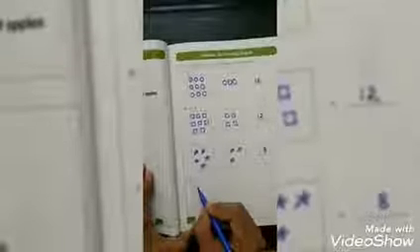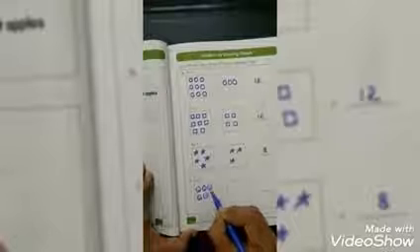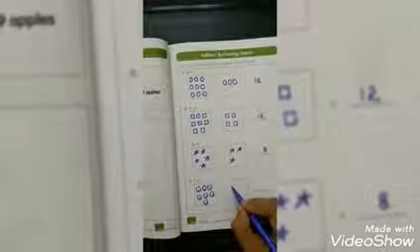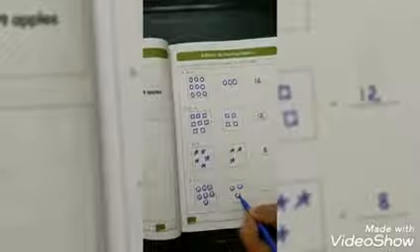Here 7 plus 3. Now I am going to draw the smileys. 1, 2, 3, 4, 5, 6, 7. Then 3. 1, 2, 3. So totally how many smileys? 1, 2, 3, 4, 5, 6, 7, 8, 9, 10. So the answer is 10.